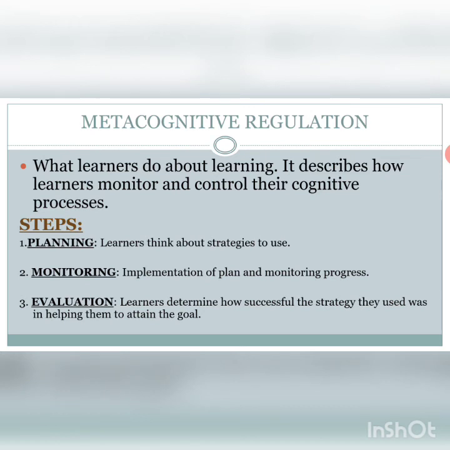Then we have metacognitive regulation. So what is metacognitive regulation? What learners do about learning. So you have the knowledge, and what do you do about it? It describes how learners monitor and control their cognitive processes. And there are certain steps in metacognitive regulation. The first step is planning, where learners think about strategies to use. The second step is monitoring, the implementation of the plan and monitoring progress. And the third step is evaluation, where learners determine how successful the strategy they used was in helping them attain the goal.